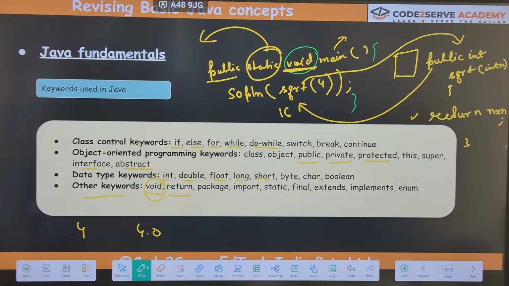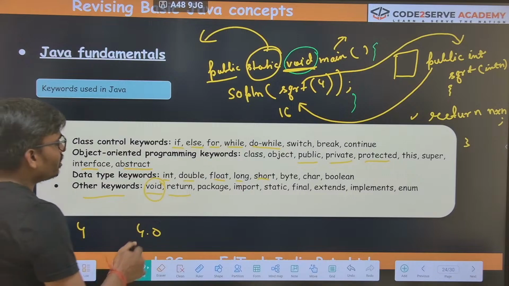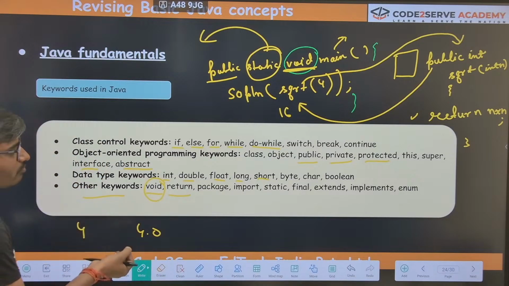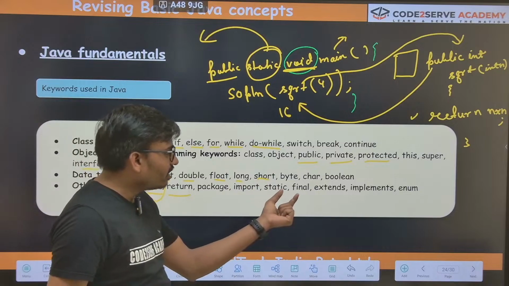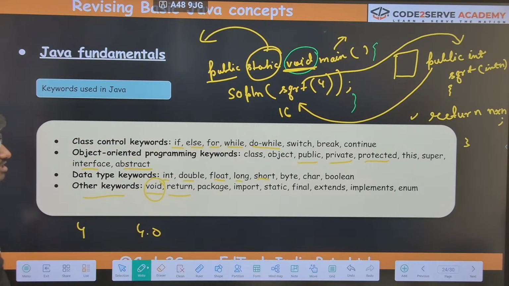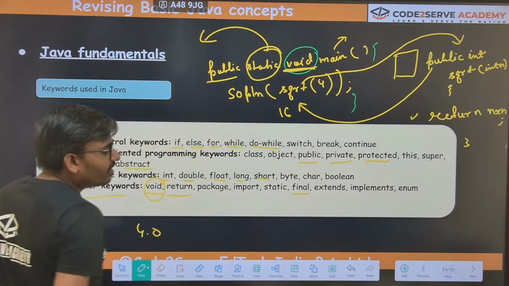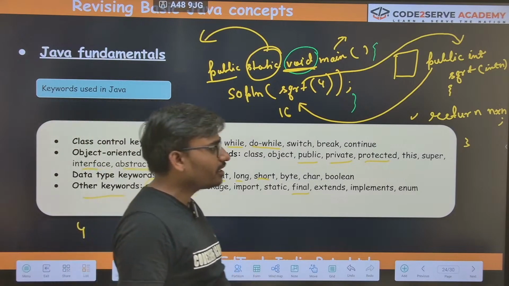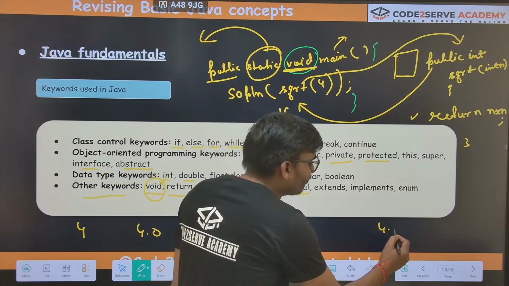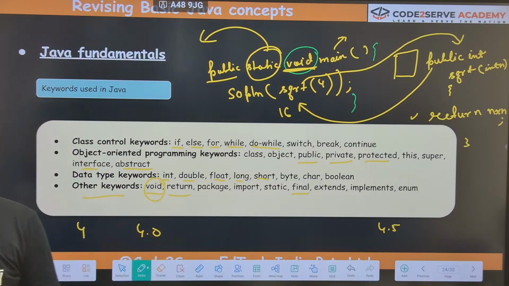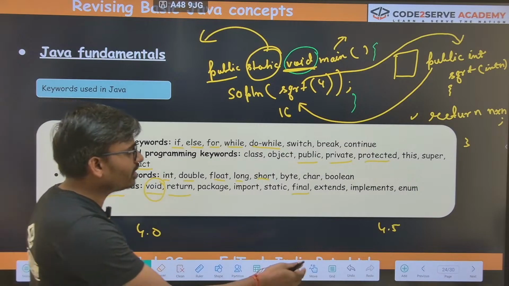So focus over here: void, return, packages, and import, static, final. We will learn about final also, what the final keyword means. If we declare anything, suppose we declare 4.5 and we don't want the user to change that value, so we will declare it final. We'll learn about this in the next slide.